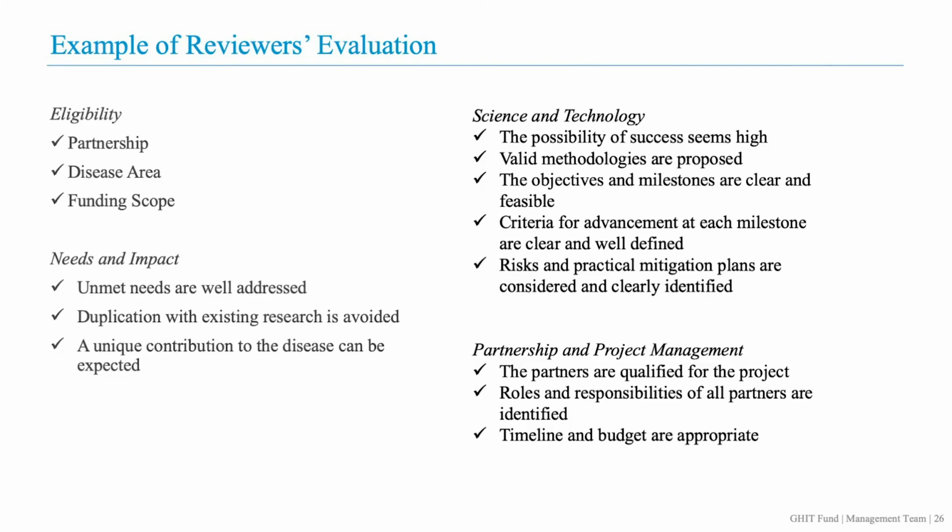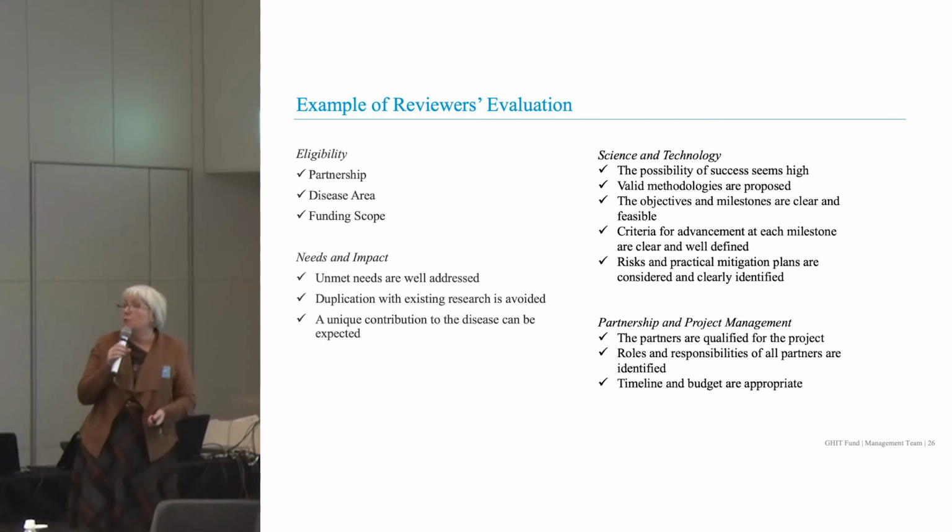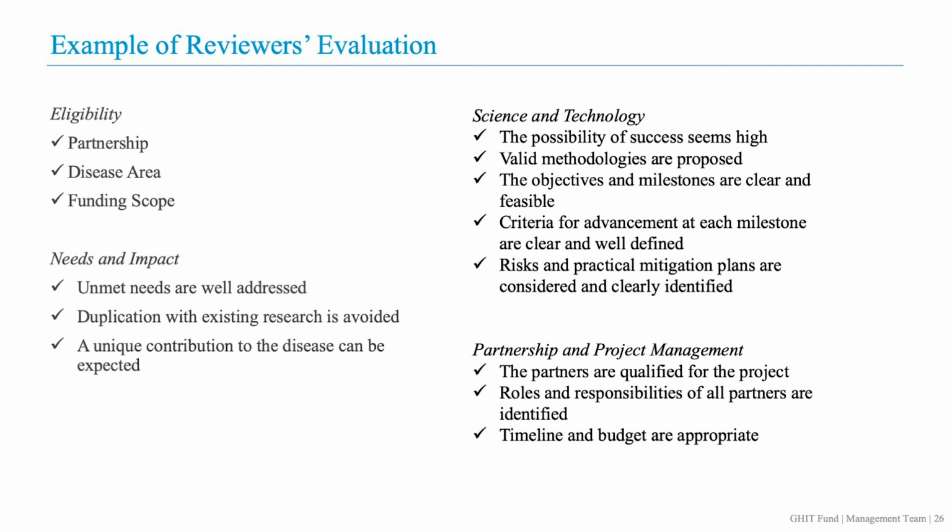So when I'm evaluating, what am I going to be looking at? I've given you some key points. So GHIT will make sure that there's a partnership that's in a disease area that is eligible for the scheme, and it's within the funding scope, that you've applied for the right part of the GHIT funding. I want to know that the unmet needs are going to be well addressed, that you've set out clearly for me why this needs doing and why you're the people to do it, that you don't duplicate the existing research unless you're going to show me some advantage. And, as I say, the advantage, a unique contribution to the disease.